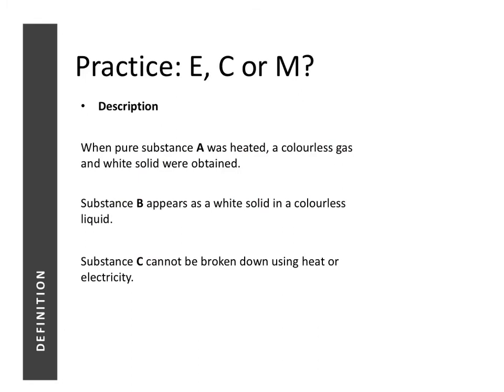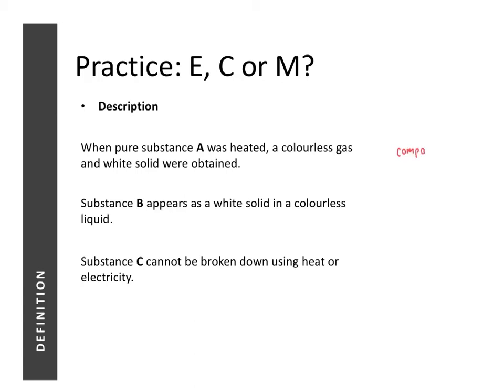Now the last type of question that you will get is where we give you a description, and from the description you are supposed to deduce whether it's an element, compound or mixture based on what we know about elements, compounds and mixtures. So for example, in the first description, when pure substance A was heated, a colorless gas and a white solid were obtained. So what is essentially described here is that substance A had broken down into two simpler substances. Okay, so can it be an element? Answer is no. Alright, so in this case, the first one describes a compound.